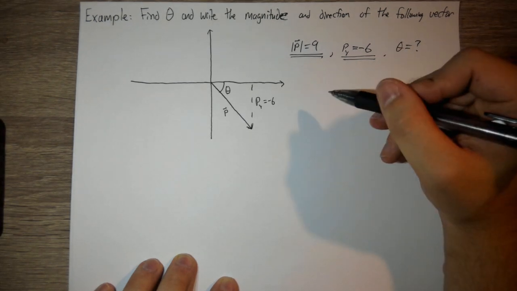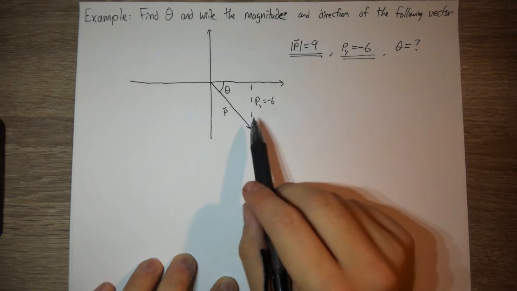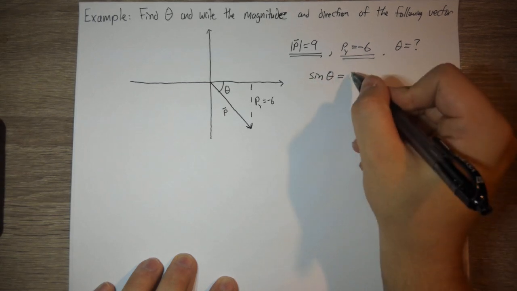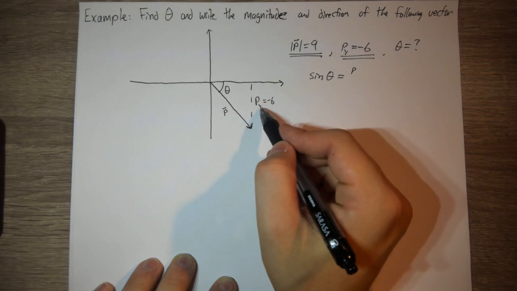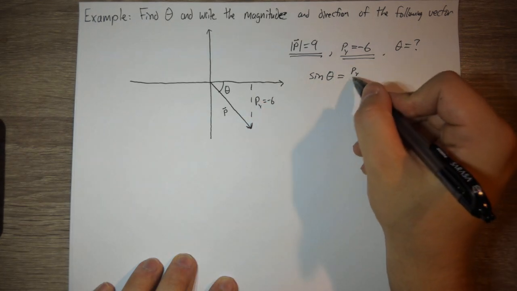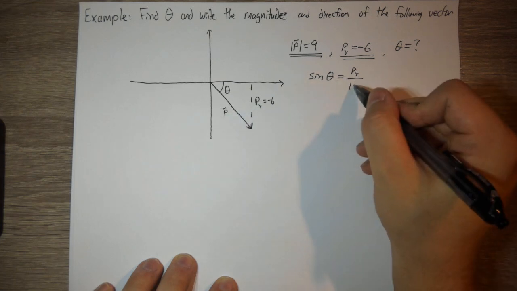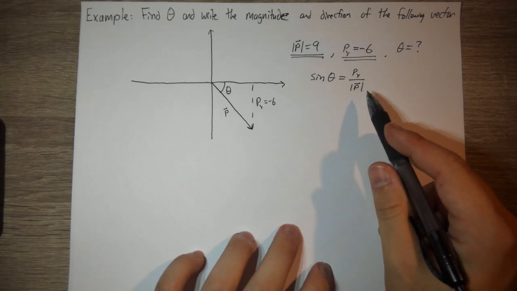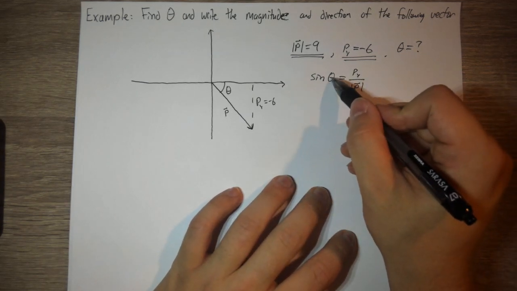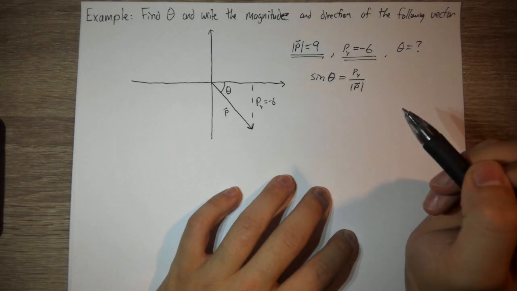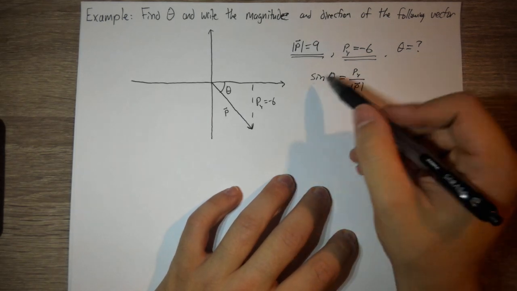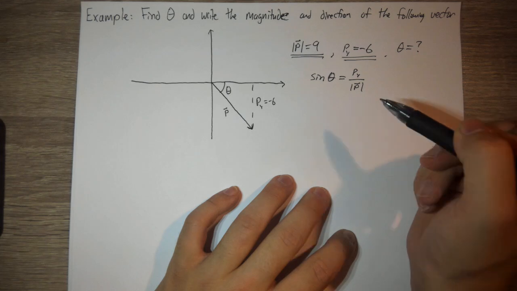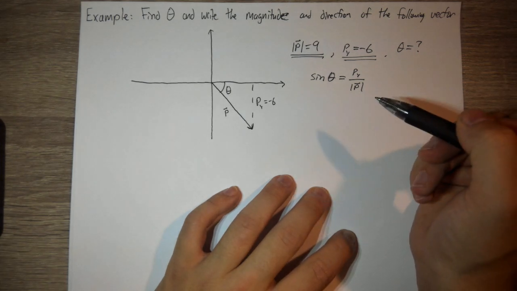So what trig function do we know that can solve this problem? The answer is sine, because from this angle, the y component's the opposite side, and we know the hypotenuse, the magnitude. So we have this equation. Now what we need to do is solve for the angle. And how do we do this? We can't just bring the sine and put it in the denominator on this side. We need to use the inverse sine function.